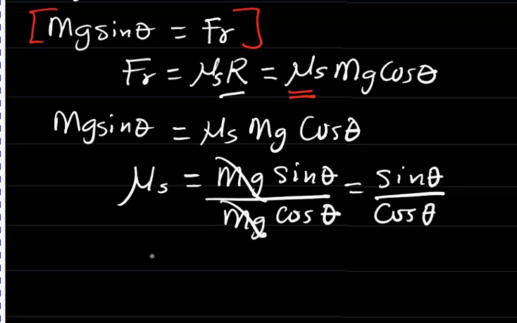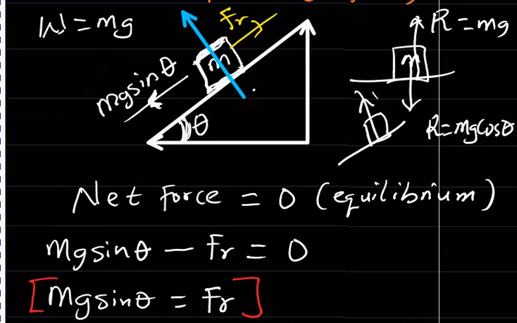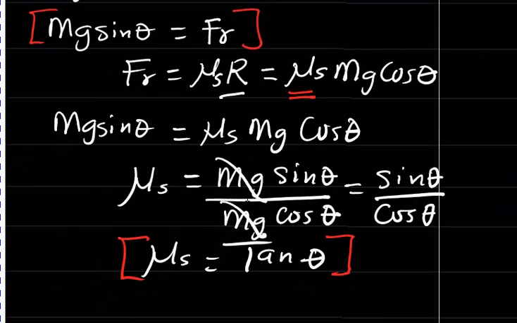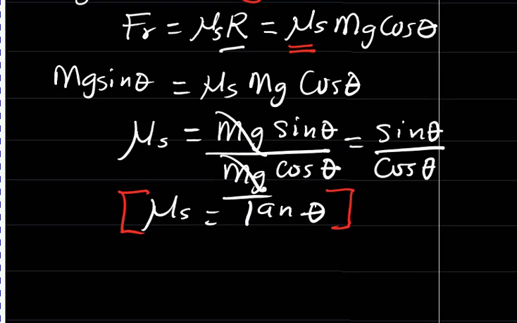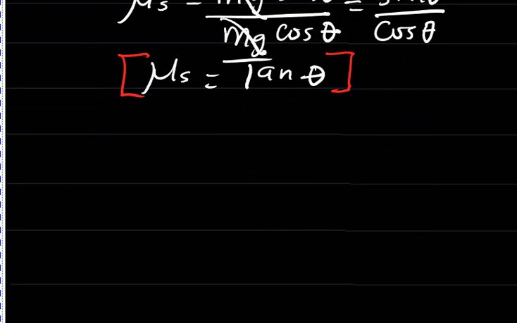So for an inclined plane, the coefficient of static friction is calculated by the formula sine theta over cos theta, which is always tan theta. That is tan theta. So please take note of that. The coefficient of static frictional force in an inclined plane, a plane that is inclined at an angle, is tan theta. Now let's look at typical examples.